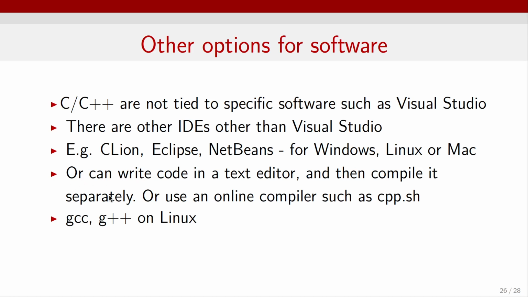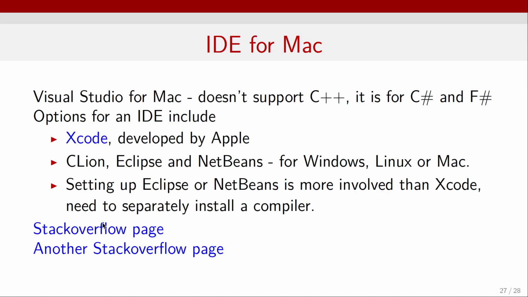The way to do this is going to be described in the notes that I will post. Or you can simply go online and search for an online C compiler, such as the website cpp.sh. And in Linux, you can, of course, use GCC and G++. For Mac, you can use Xcode, which is what I used earlier. You can also use CLion, which we'll also use in other lectures.